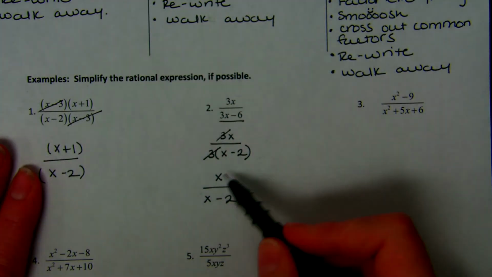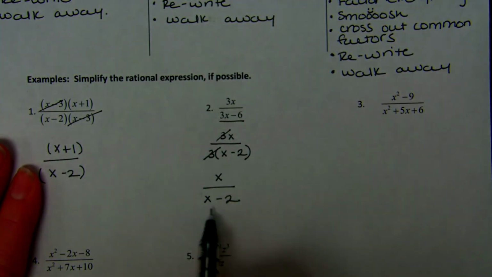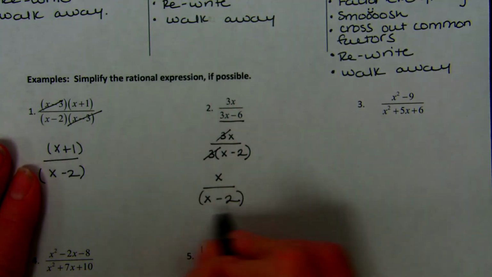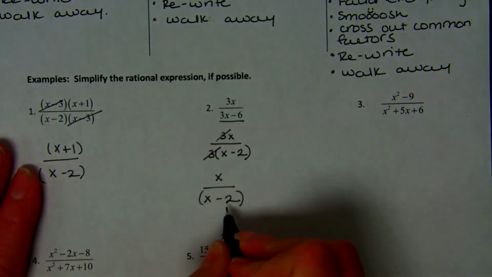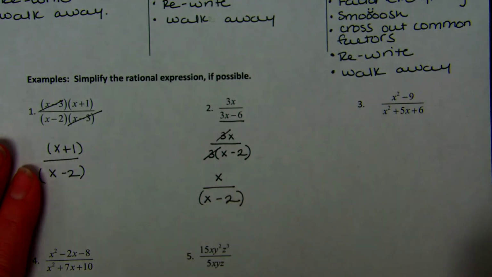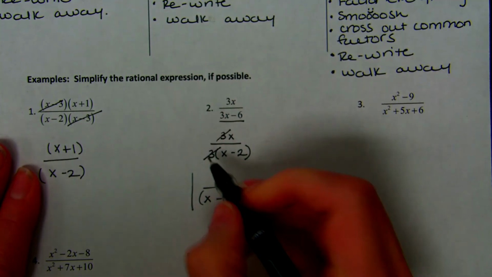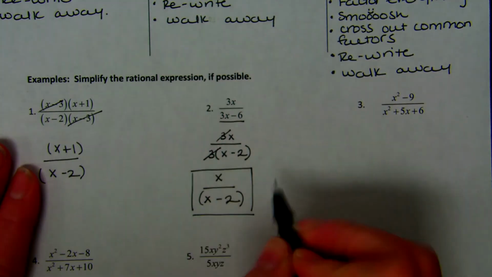Again, these x's cannot cancel out because this x is attached to the 2. This is one piece right here. That minus 2 means that that x and that 2 are attached. We can't cancel either one of those things out, not one without the other. And so we leave it like this. That's our answer.